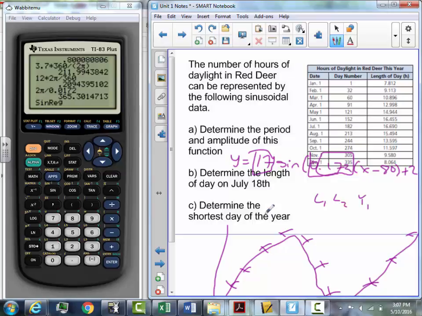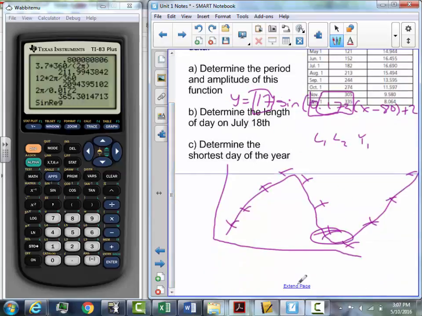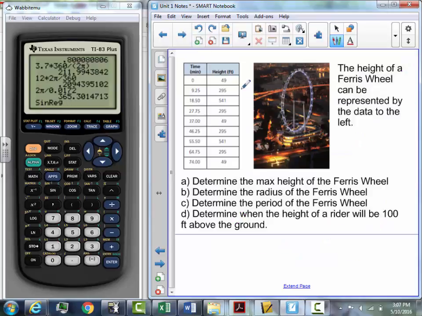And then when's the shortest day of the year? Minimum. Find the minimum value. Does that make sense how you'd go about solving it? Okay, let's just skip to the last one, then we'll skip this one. We'll do this one next.